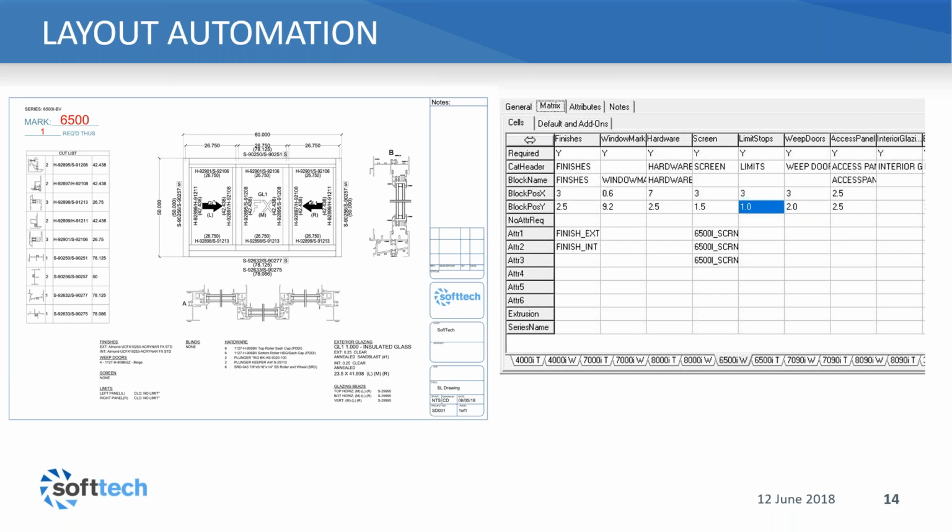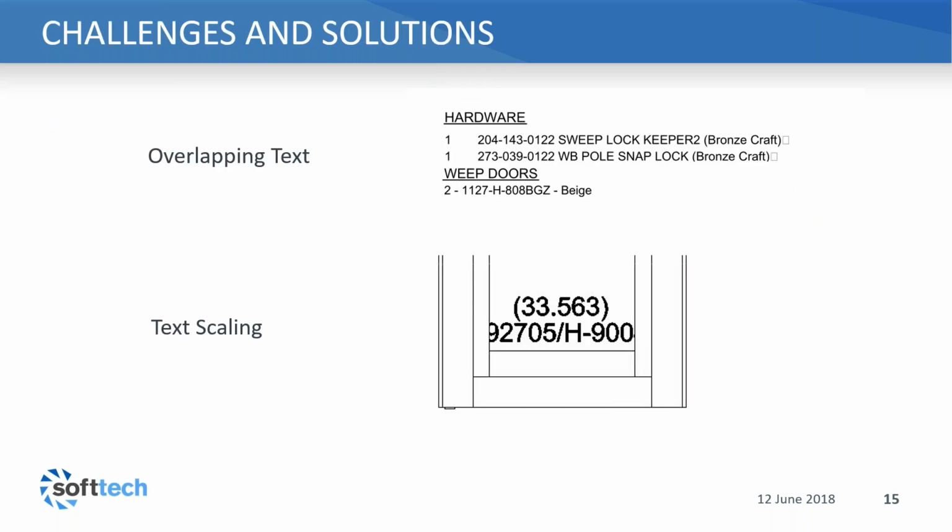Okay, so going to move on to a couple of the challenges and the solutions that we had. One of the big things here was overlapping text. You can never really predict how much needs to end up on the drawing. A good example that we're showing here is a hardware schedule. Obviously, depending on the product and the options that are picked, you really don't know how many items are going to be in that hardware schedule.